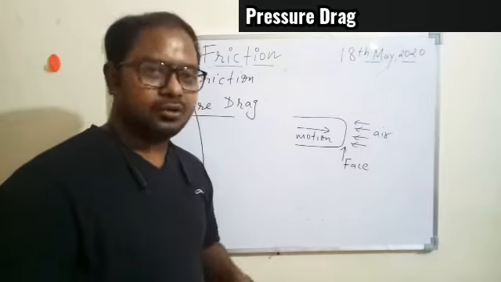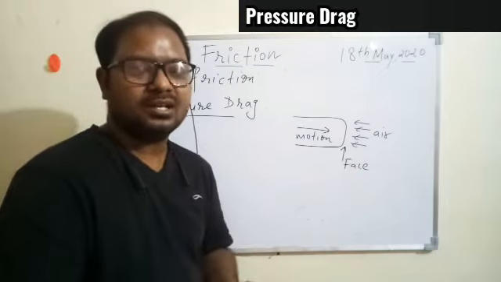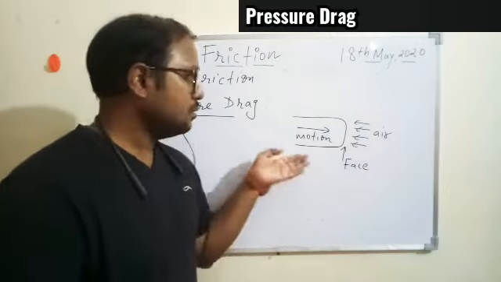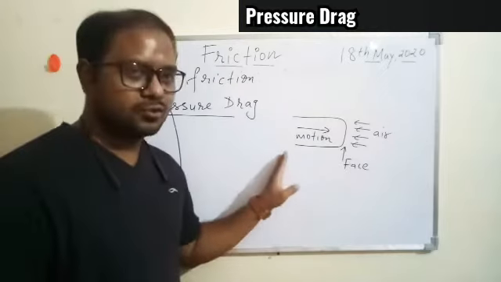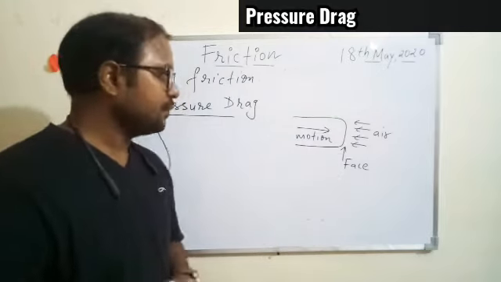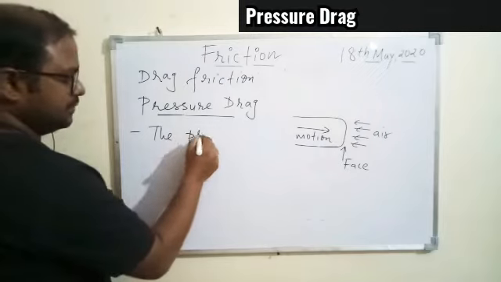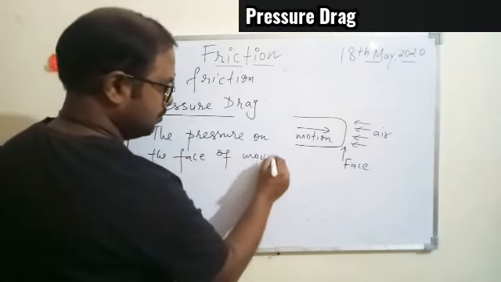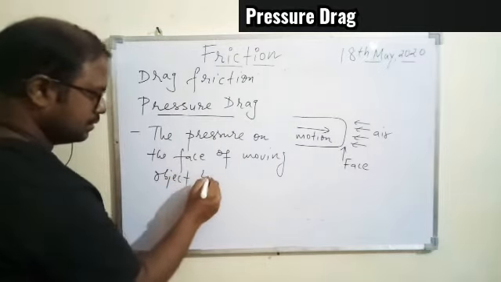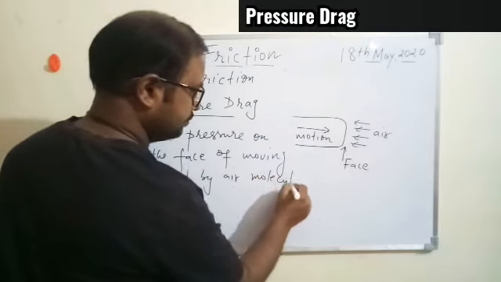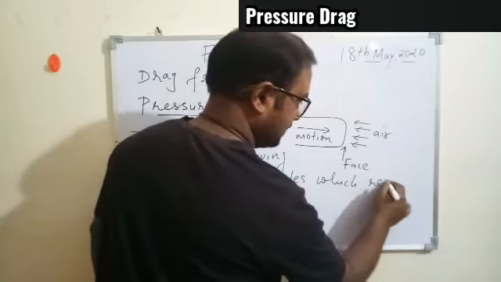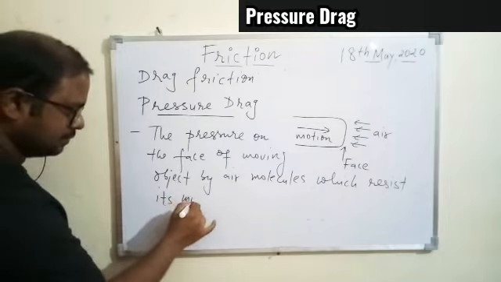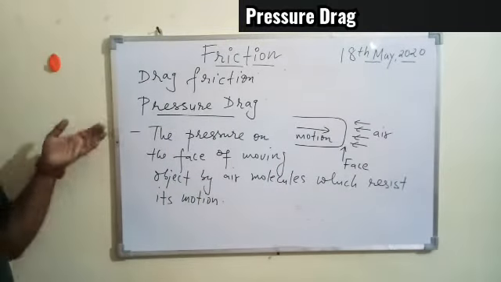motion of this object. When you are cycling, sometimes you feel it's difficult to cycle when lots of air is coming in front, because you have to overcome that force given by the air, and that is nothing but the pressure drag, which opposes or resists the motion of your body. So we can say that it is the pressure on the face of a moving object by air molecules which resists the motion. Okay, that is called pressure drag.